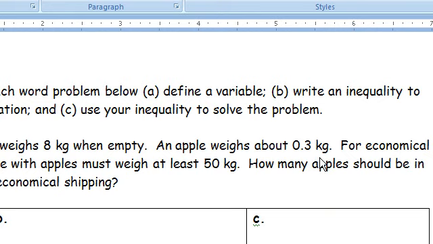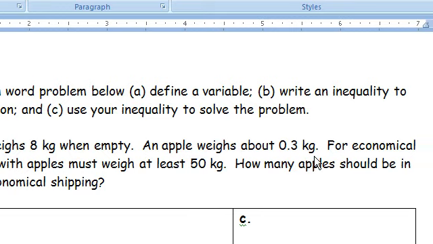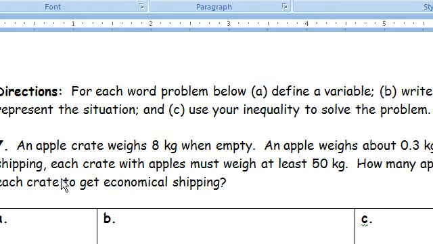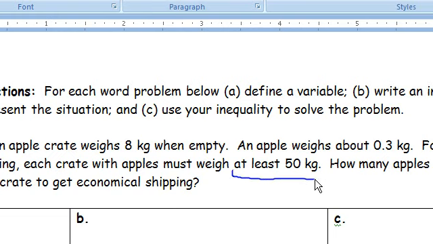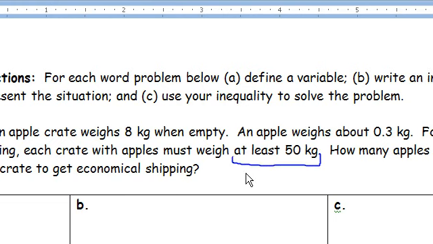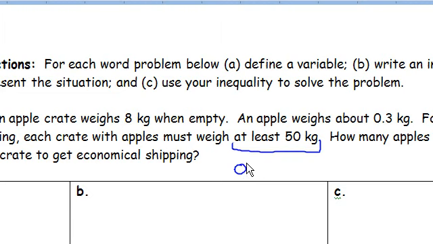So what? I guess that would be 300 grams. Is that right? For economical shipping, each crate with apples must weigh at least 50 kilograms. So if we draw a picture of our little crate up here, there's the wheels, there's the axle, there's our little crate right here full of apples, little wheelbarrow. So this crate must weigh at least 50 kilograms.